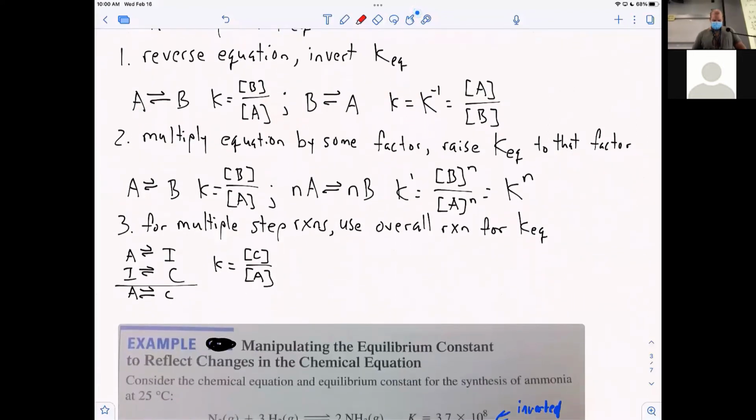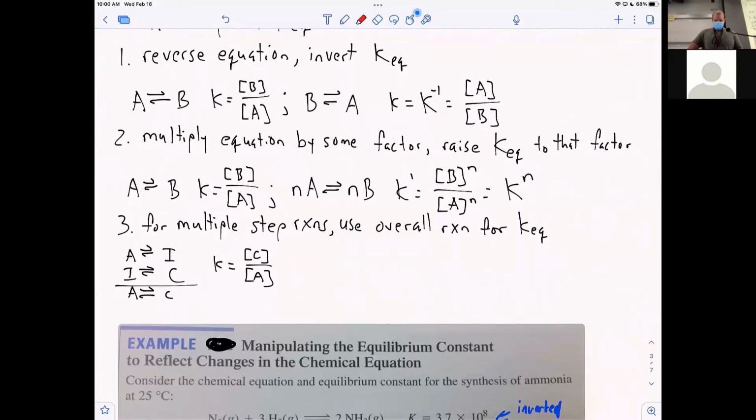So also, if you multiply the chemical equation by some factor, you raise the equilibrium constant to that factor in terms of a power. So if you have A in equilibrium with B, K is B over A. Now I'm going to multiply by some factor N. So we have N of A reactants in equilibrium with N of B product.